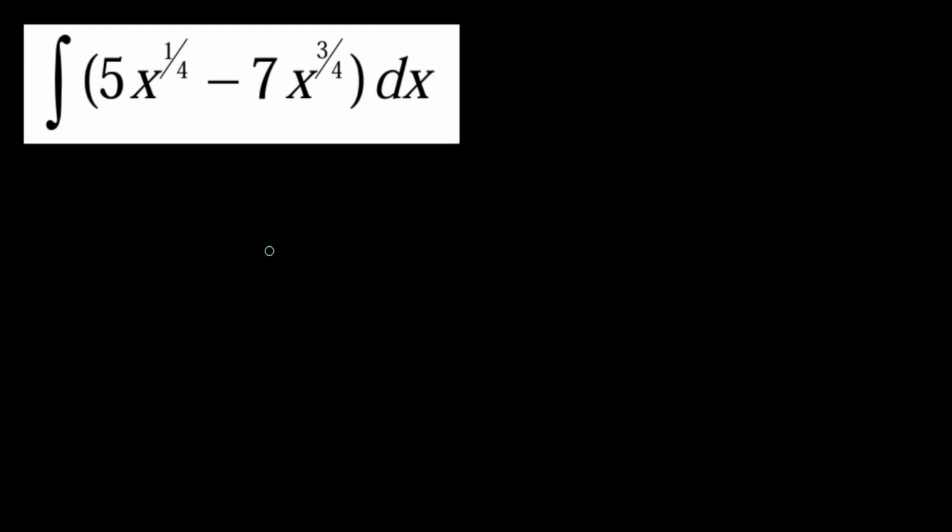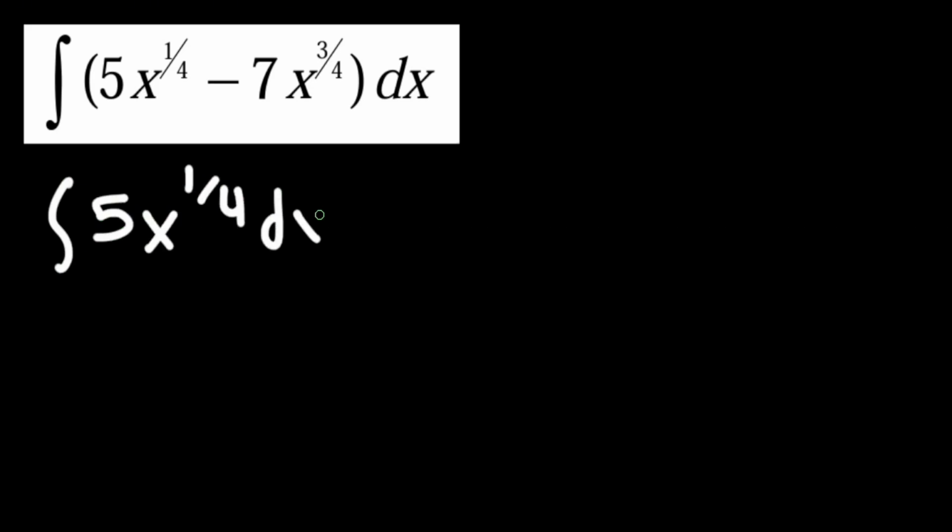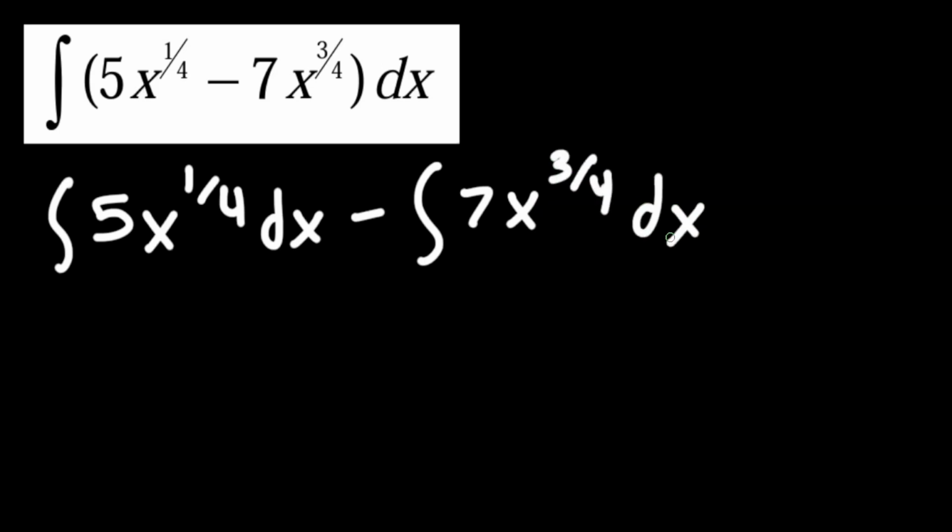So, the first thing that we need to do is to distribute the integral sign as well as the dx to this expression. So, integral of 5x raised to 1/4 dx minus integral of 7x raised to 3/4 dx.